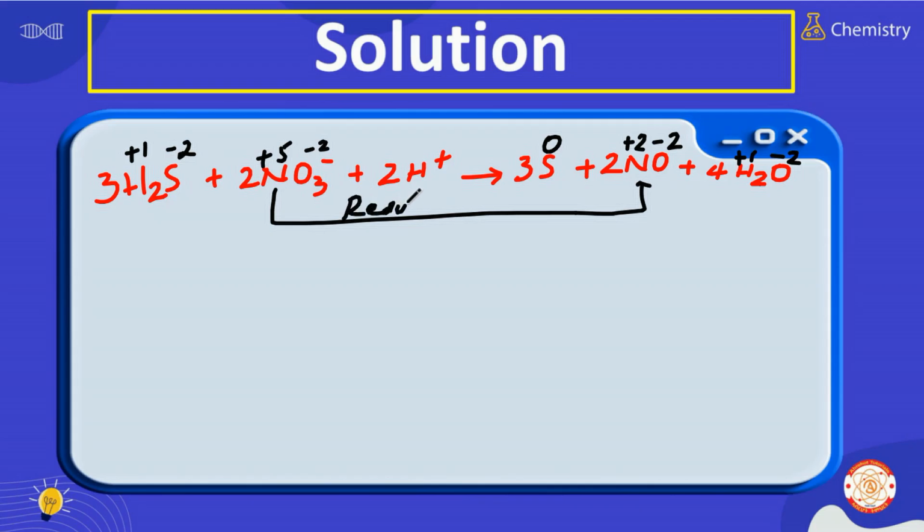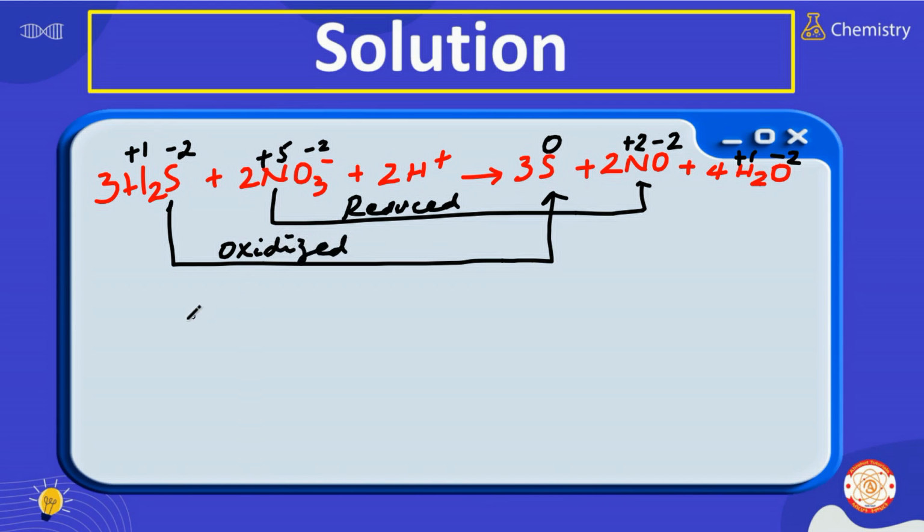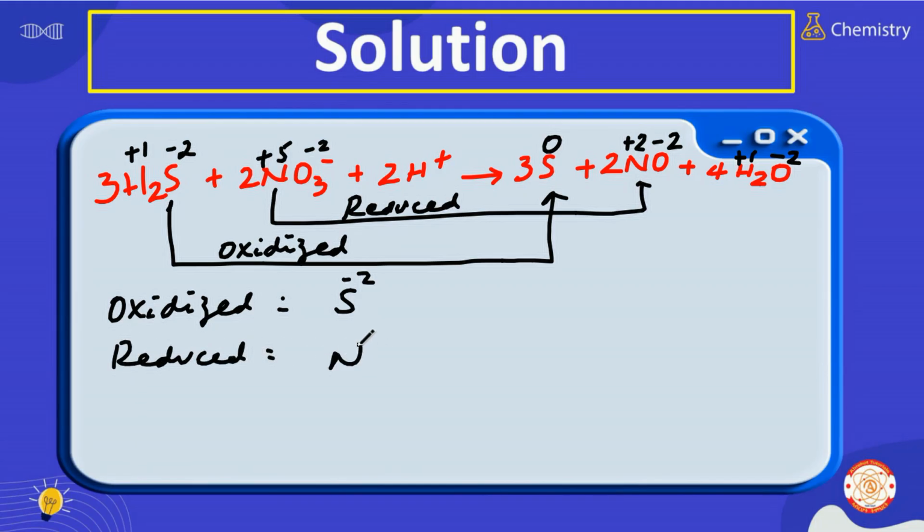So nitrogen +5 has been reduced, whereas S2- going from -2 to 0 is an increase in oxidation number. Therefore, sulfur -2 has been oxidized. So let us write it here. Oxidized species will be what? S2-. Reduced species will be what? N+5.